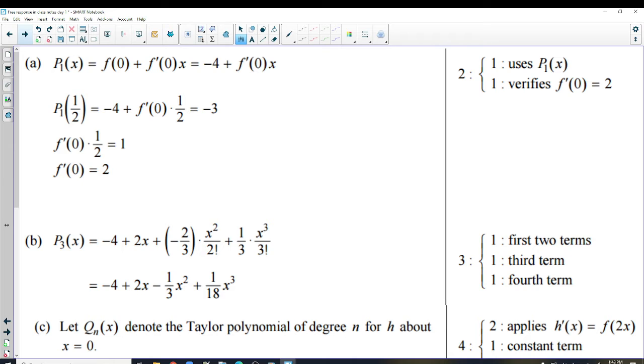You should probably know how this is graded so that you know what to expect on the test. A uses P sub 1 of x. That's probably right here. Using that verifies that it's actually 2, so adding 4, dividing, or multiplying by 2. That's probably 1 point.